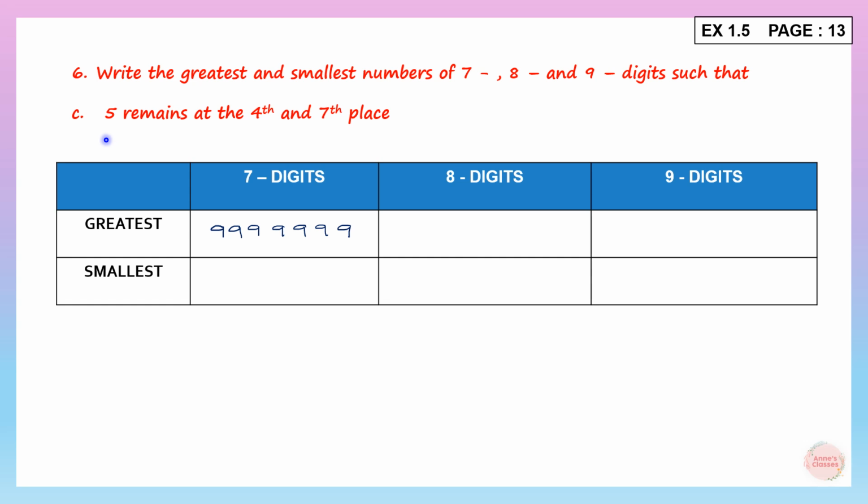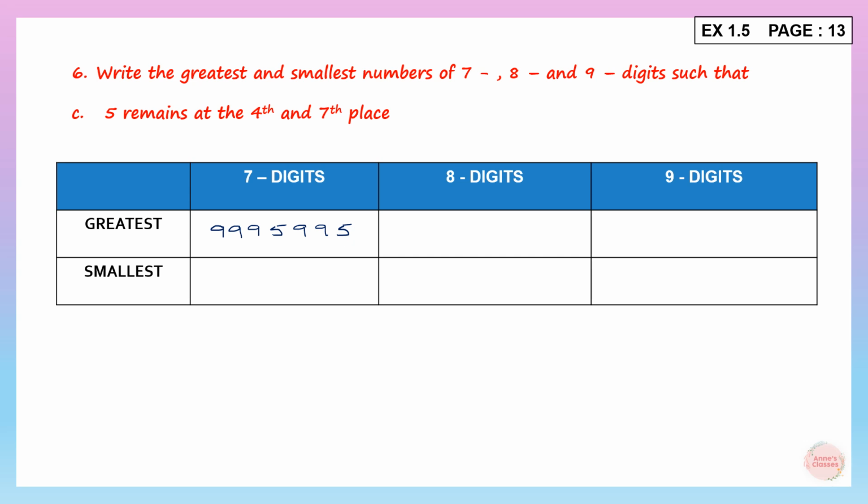Now the question here is 5 remains in the 4th place. So first, second, third, 4th. This is the 4th place. So let's remove this. In the 4th place, we're going to put 5. And in the 7th place, so here we have 1, 2, 3, 4, 5, 6, 7. In this place, we have to put 5 again. So let's remove this and put 5.